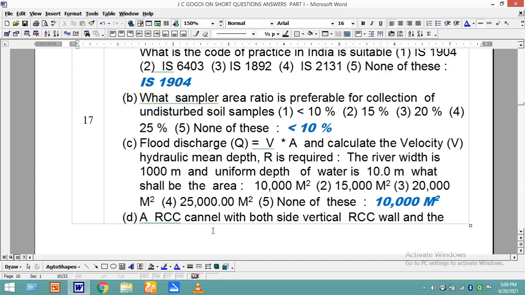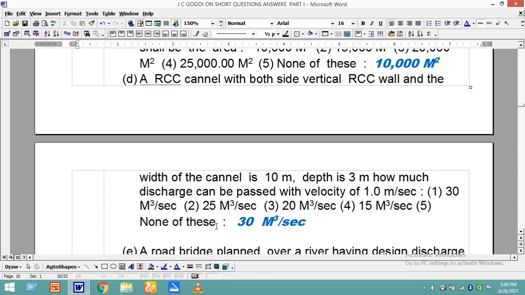An RCC canal with both side vertical RCC walls and the width of the canal is 10 meter. The depth is 3 meter. How much discharge can be passed with a velocity of 1 meter per second? Answer is 30 cubic meter per second, 25 cubic meter per second, 20, 15. Answer is 10 into 3 into 1. That is 30 cubic meter per second.